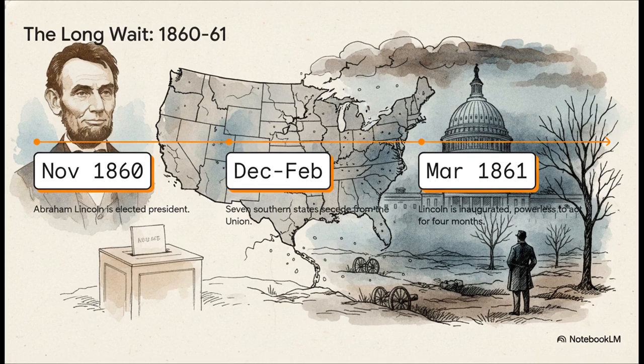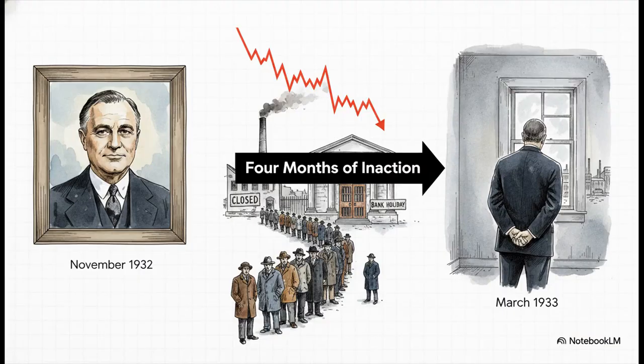Okay, let's look at Abraham Lincoln. He gets elected in November 1860, and in the 4 months between his election and his inauguration, he had to just sit and watch as 7 states literally seceded from the Union. The country was tearing itself apart, and there was absolutely nothing he could legally do about it. You'd think we'd learn, right?